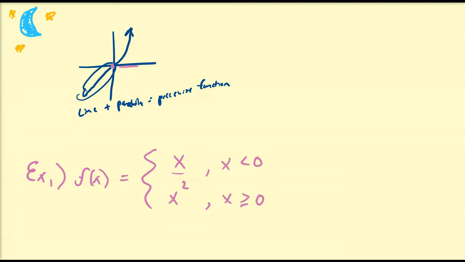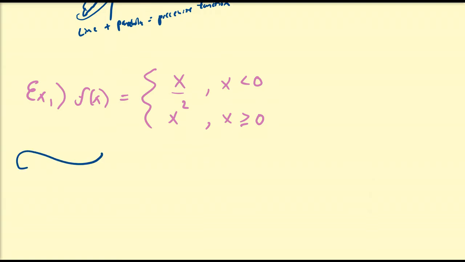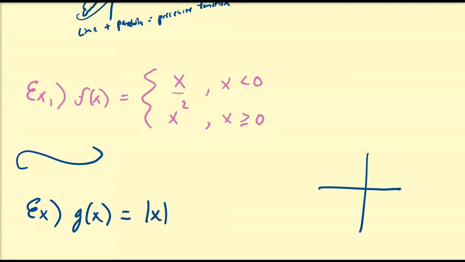Both of these curves meet at the origin, so whether you choose to put the equality sign on the x or the x squared does not matter in this case. But this is a basic example of a piecewise function. Now let's look at another function that we actually know a lot about, and that's the absolute value function. Remember what the absolute value function looks like. It looks like a V.